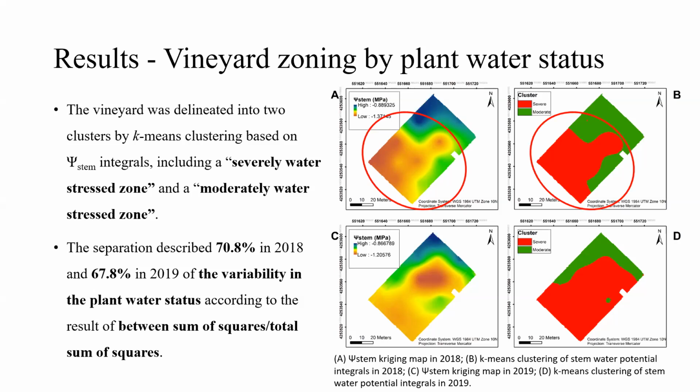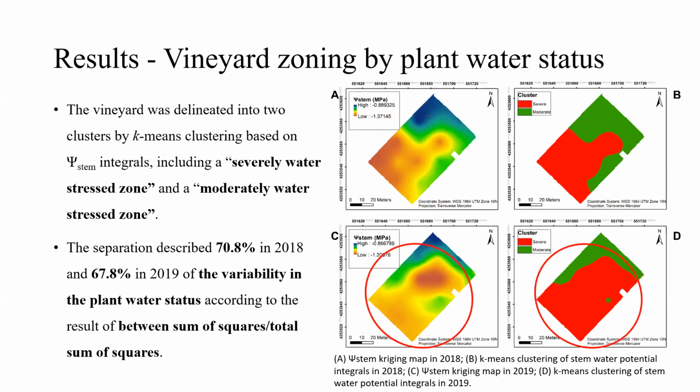A clear pattern was evident in 2018, where most of the southwestern section showed more negative stem water potential values than the rest of the vineyard. In 2019, a larger area in the central section of the vineyard had more negative stem water potential values. Comparing the clusters of both years, there was a 73% similarity between the clustering map in year 1 and the clustering map in year 2. So the separation was fairly consistent in the vineyard from year 1 to year 2.